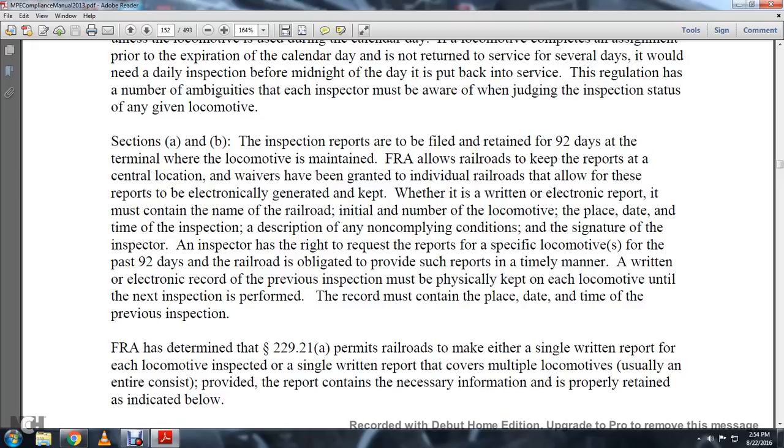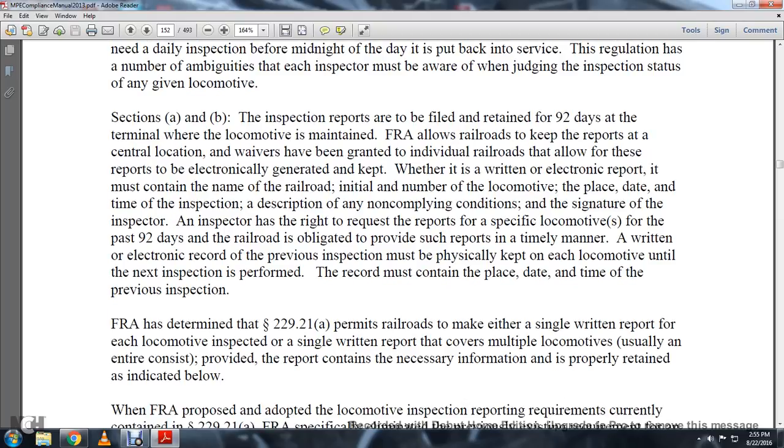Sections A and B: the inspection reports are to be filed for 92 days at the terminal where the locomotive is maintained. The FRA allows railroads to keep the reports at a central location; waivers have to be granted to individual railroads that allow these reports to be electronically generated and kept. When it is an electronic report, it must also contain the name of the report, the initial and number of the locomotive, the place, date and time of the inspection, a description of any non-compliance condition, and the signature of the inspector. The inspector has the right to request the reports for specific locomotives for the past 92 days. The railroad is obligated to provide such reports in a timely manner.